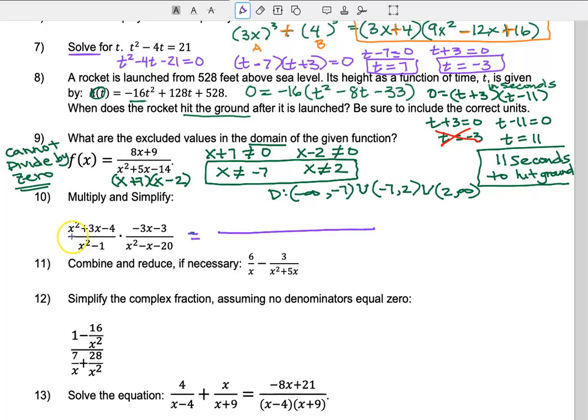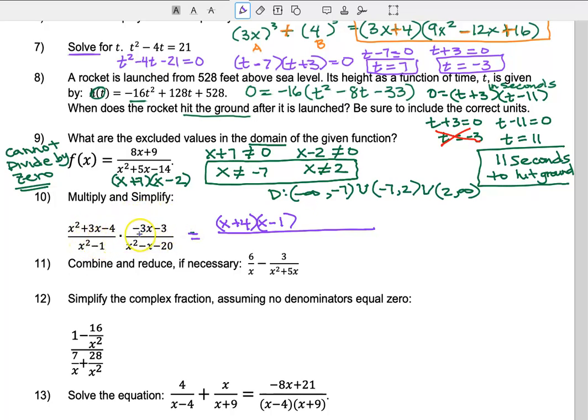This factors to be, we've got a leading coefficient of 1, so I know I can go straight to factoring. What multiplies to be negative 4 and adds to be positive 3? Well, we know we have to have 4 and 1, and then we need a plus 4 and a minus 1. Getting good at this factoring is going to be so key.